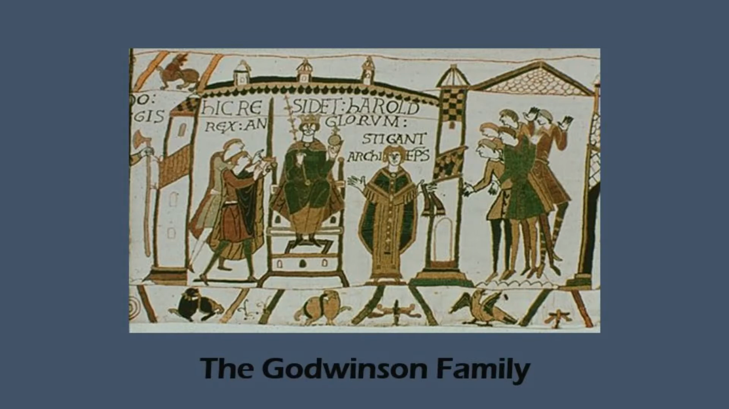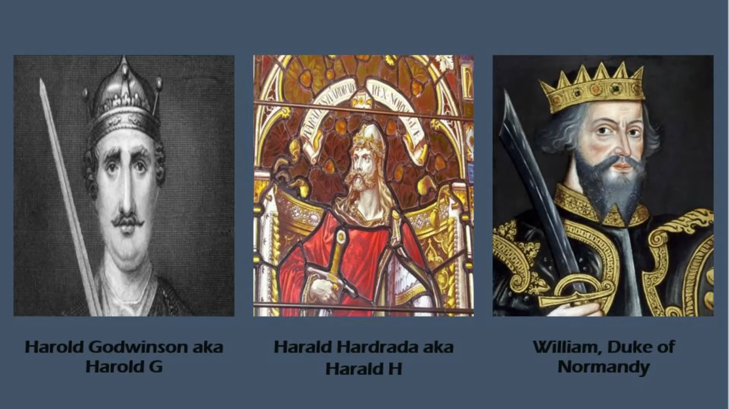However, Edward and his wife were not able to have kids, and there was no heir to the throne. On January 5th, 1066, Edward died, and this is when the drama begins. Introducing the three rivals: Harold Godwinson, or Harold G., Harold Hardrada, or Harold H., and William, Duke of Normandy. All three men believed that they had a claim to the throne.